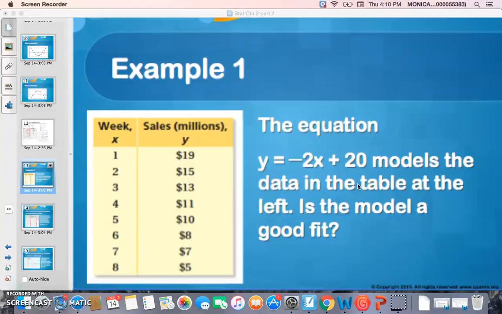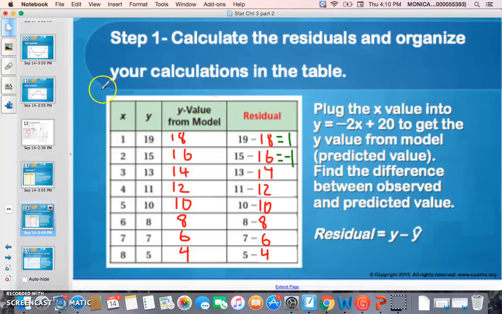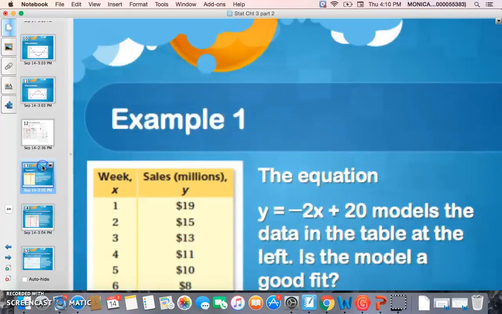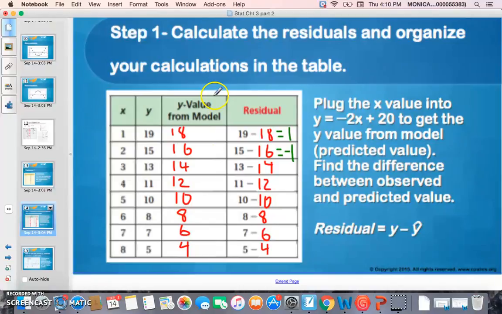And so what is the very first thing we're going to do? Well, we're going to have to calculate our residuals. So how do we do that? Well, we organize our data in a table. In the first column, we put our independent variable and then our observed dependent variable. And again, those data points I get directly from the table that was given to me. Then I have to calculate my predicted value that is given to me by the model.